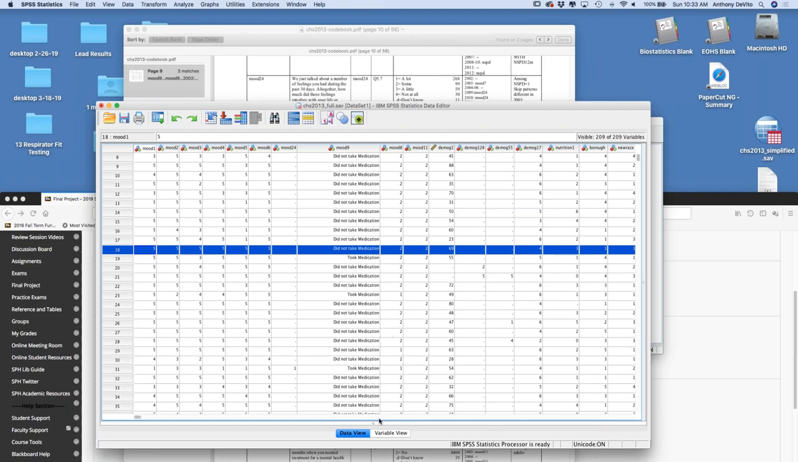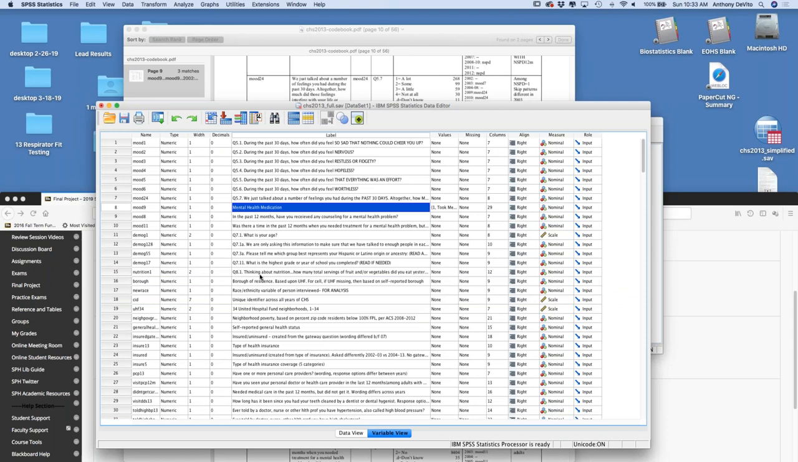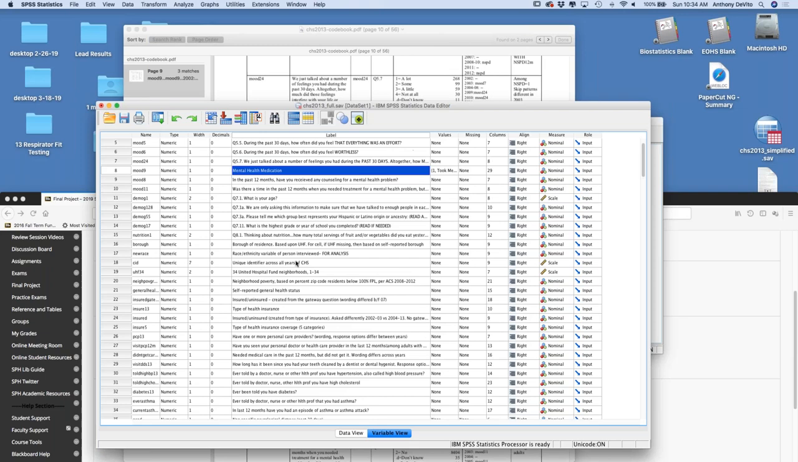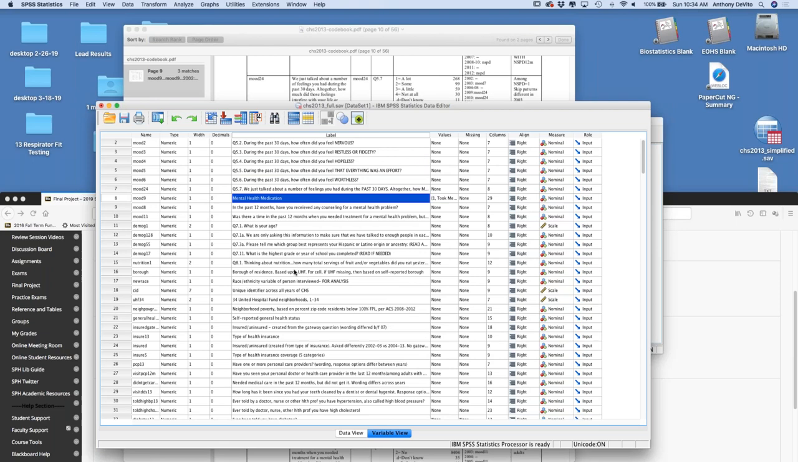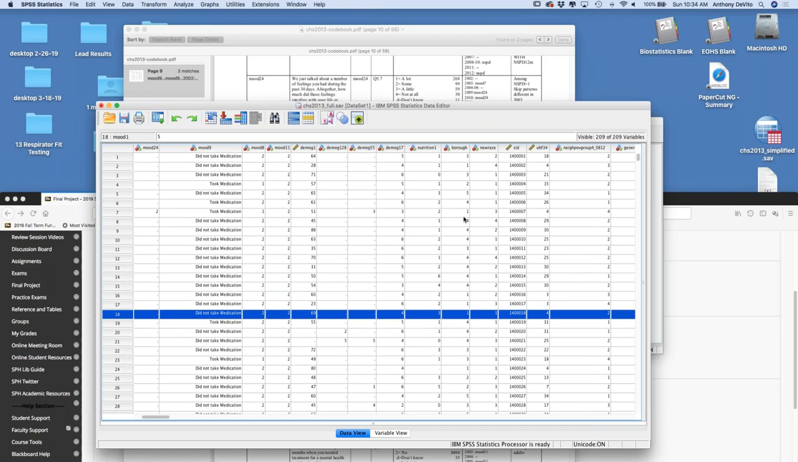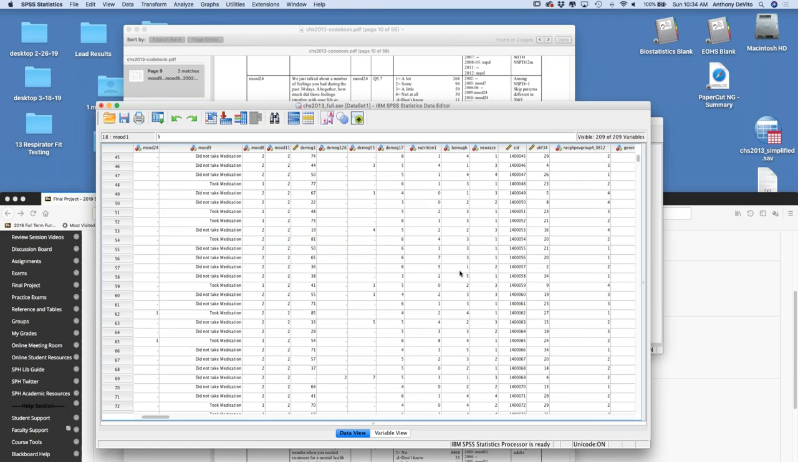Okay, I'm going to go to variable view, and we have a numerical variable, which is your age. Let me just pick one more out here. I'm going to take borough of residence. And I'll bet I know that that's going to have 5 values. Here we go. Look, 1, 2, 3, 4. I don't see 5 too often. I'm going to bet 5 is Staten Island because it doesn't come up very often. So those are boroughs, right?